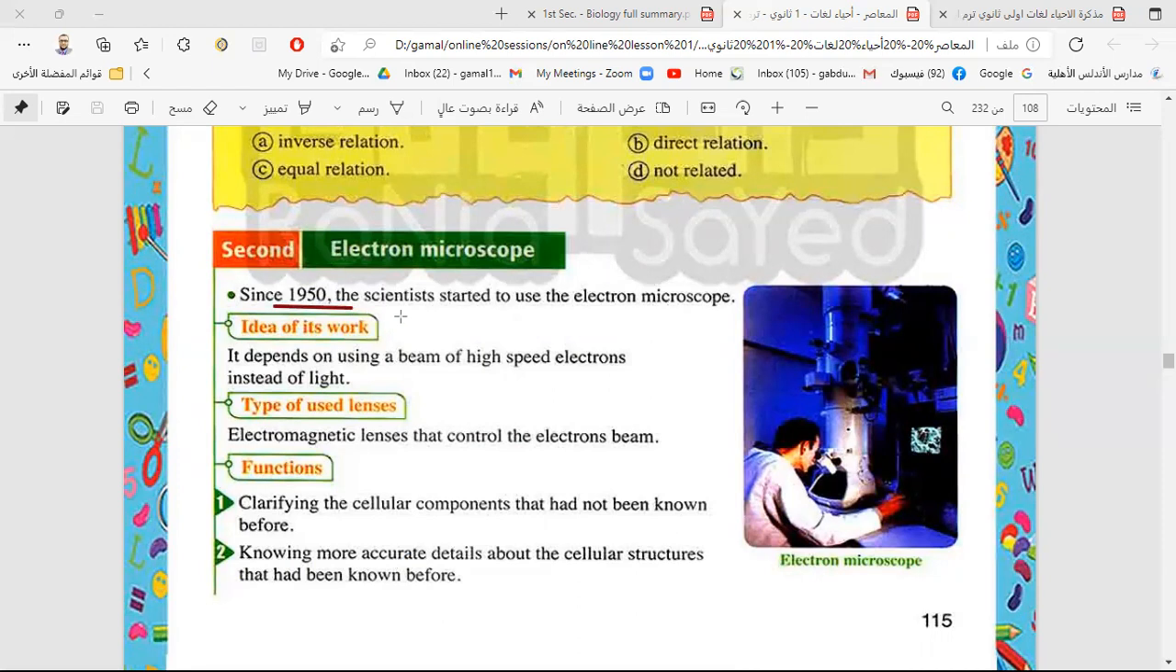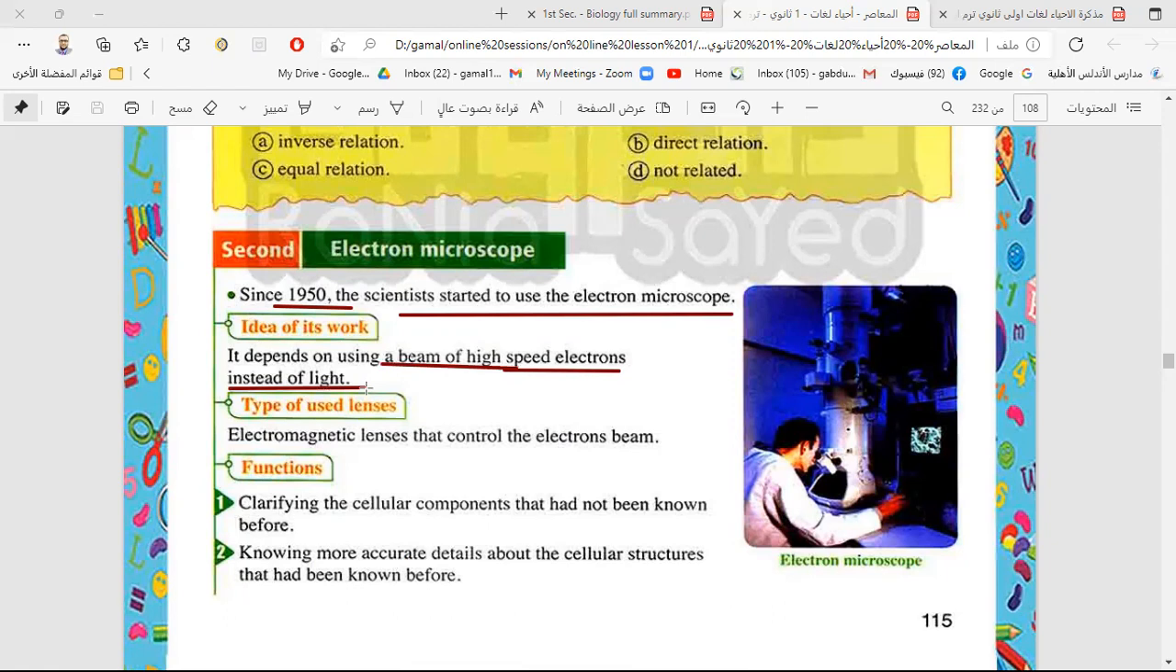The scientists started to make and use the electronic microscope. The idea of the light microscope was that it depends on the light. Here, it depends on the speed of electrons. Instead of light, it depends on using a beam of high speed electrons. I will not use light; I will use high speed electrons.